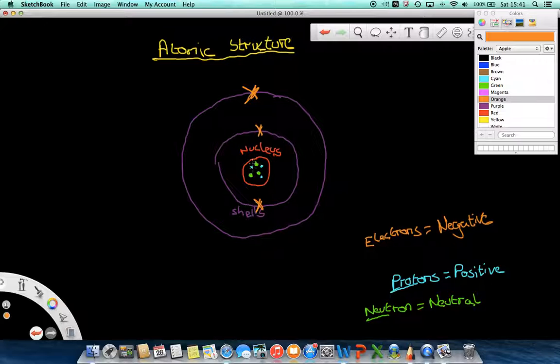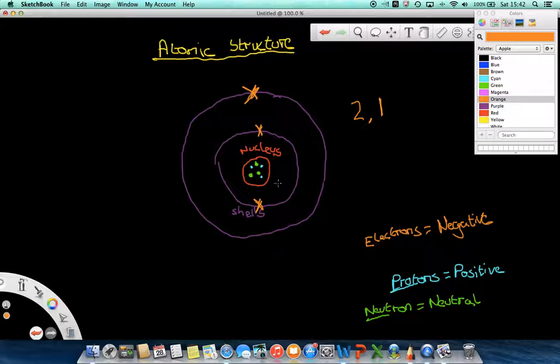Now if we look, we've got 3 protons in the nucleus in blue, and we've got 3 electrons in the shells around the nucleus. So we can represent this by showing that the first shell has got 2 electrons. Then we can put a comma and say the second shell has got 1 electron. So this atom would have the atomic structure or electronic structure of 2 electrons and 1 in the second shell.